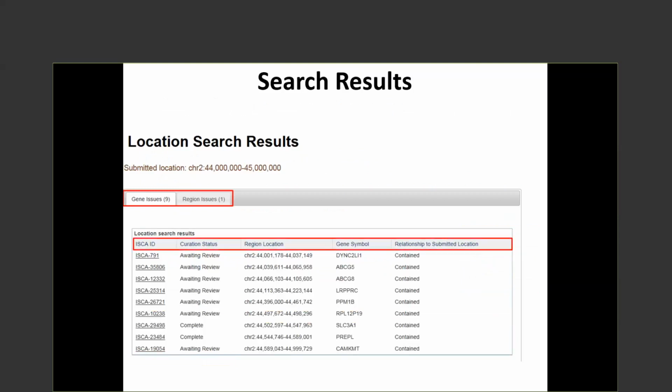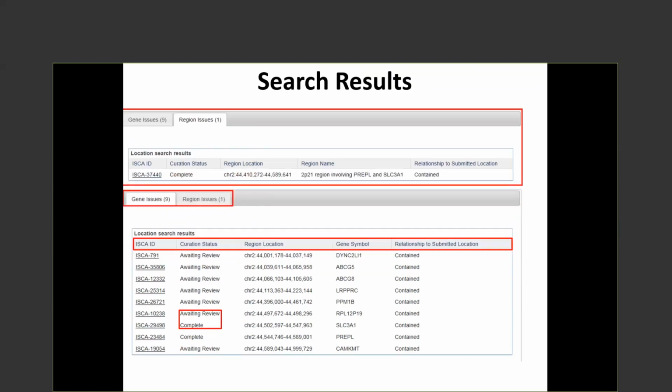You'll notice that there are several columns here, and you can click on any of them to sort the table by that particular piece of information. You'll also note that some genes are designated as awaiting review and others are marked as complete. Only those that are marked as complete have been reviewed by the committee and officially closed out. And finally, if you were to click on that second tab, Region Issues, if there's a number in parentheses there, that indicates that there is a curated genomic region that overlaps the coordinates you provided. So be sure to pay attention to that if that's relevant to your case.